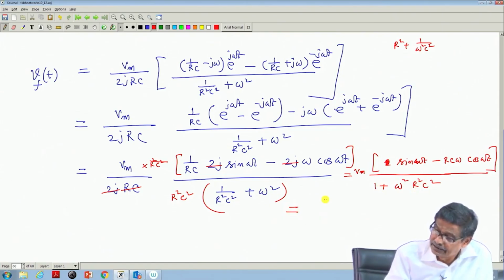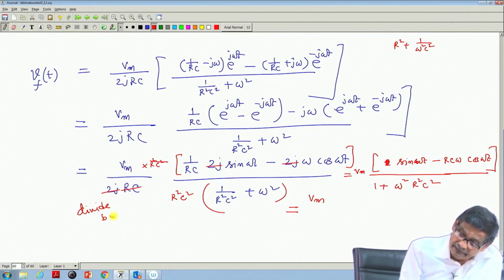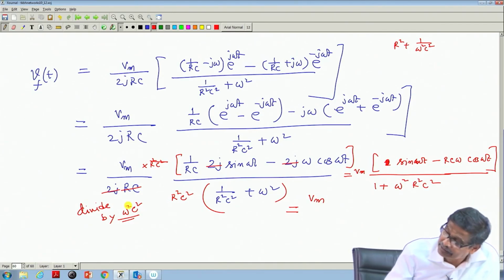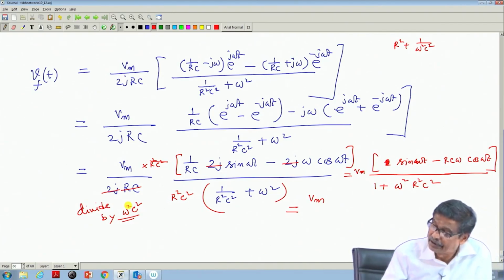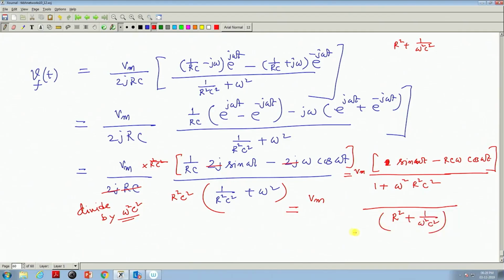So, I divide numerator and denominator by omega square c square. I think you can do better than what I am doing, but essentially I am dividing by omega square c square in the numerator and denominator, and so what I will get here is r square plus 1 over omega square c square.